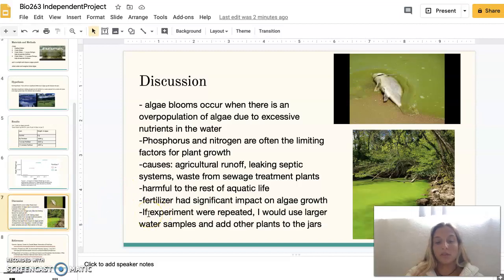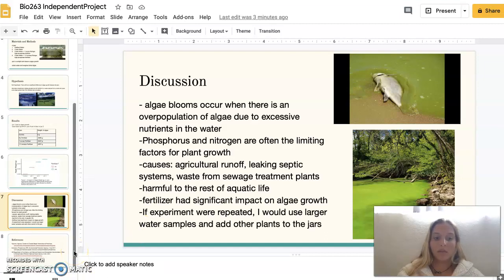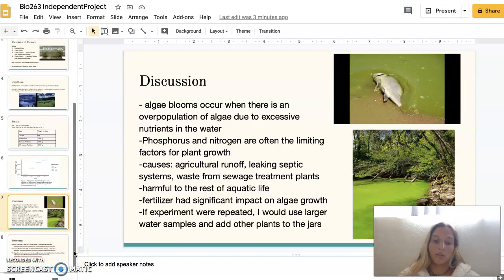And if I were to repeat this experiment, I would probably use larger water samples, just so it'd be easier to see the difference in algae growth rates just by looking at the jars. I think it would be easier to see if my water sample was larger. And I would also add other plants to the jars to see how they reacted to the algae growing faster, because maybe in the jar with the most fertilizer in it, the plant would survive, or maybe not. So I'd probably do that.